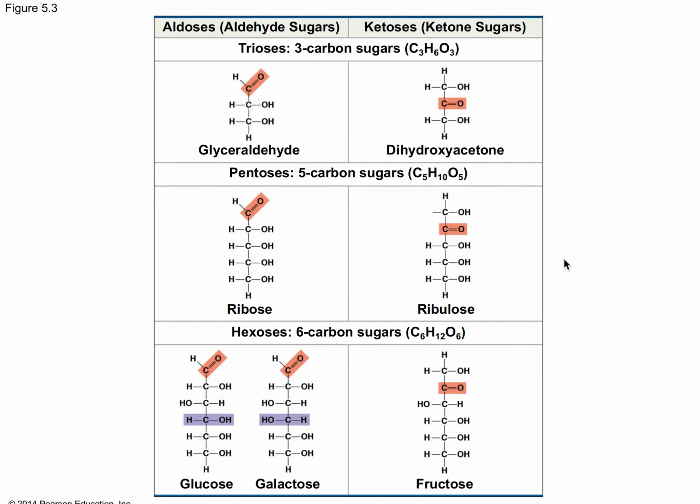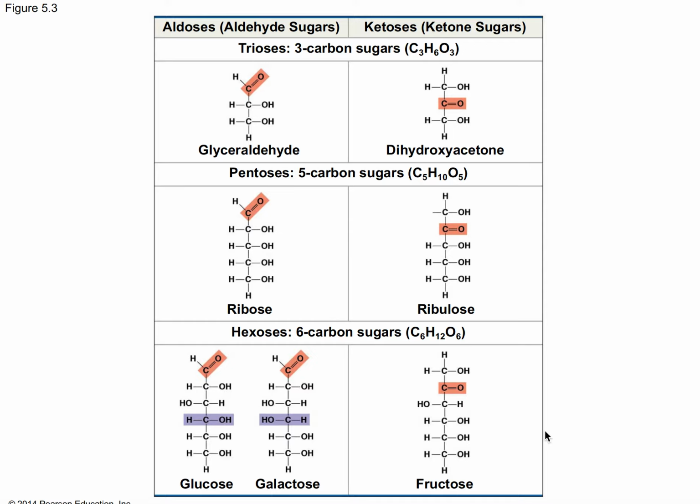Our pentose is in the center. This is a 5-carbon sugar. Pentose means 5, and anytime you see ose, it means sugar. So in the aldehyde pentose, we have ribose. Ribose is the 5-carbon sugar that is in RNA. On the right, we have the C double bond O on the 2nd carbon, and this is ribulose. We'll run into ribulose again when we get to photosynthesis.